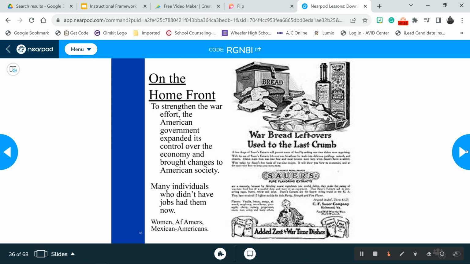None of these people had jobs. So the American government expanded its economy and allowed more people to come into work. Does everybody follow me so far on that? Yes? And again, those 3 groups never were working prior to this.